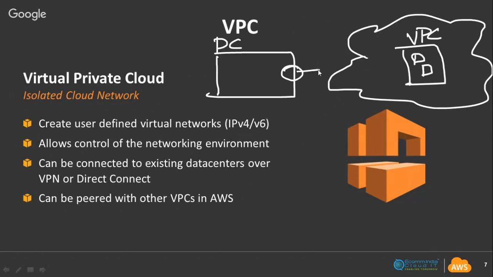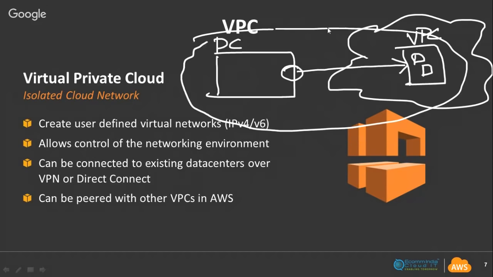It allows you to make a direct connection into the VPC. Now, when you make that connection, essentially what happens is this whole thing, your VPC plus your data center, becomes a single network virtually, not physically. It virtually becomes a single network.